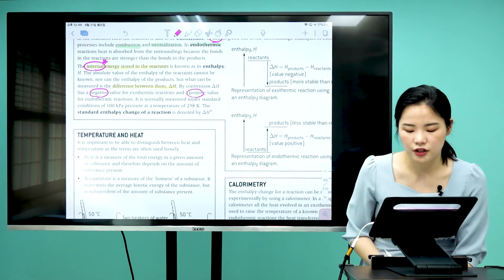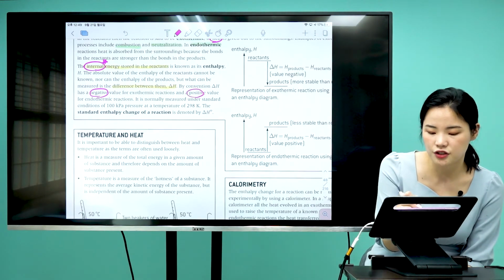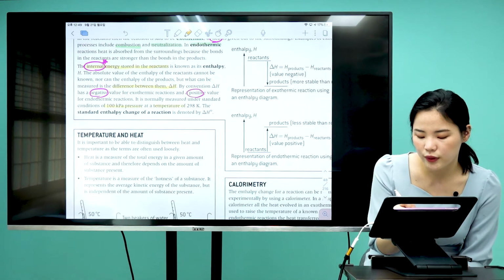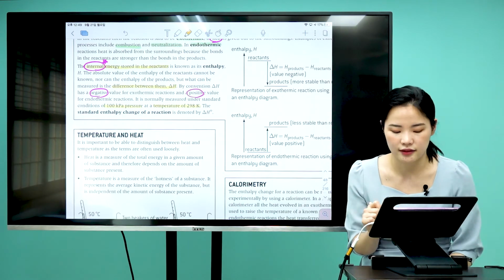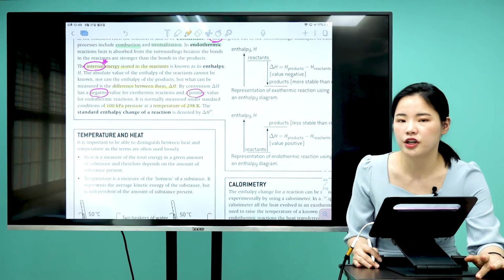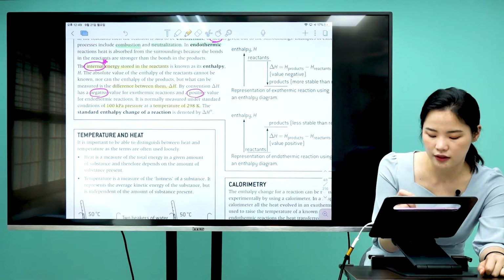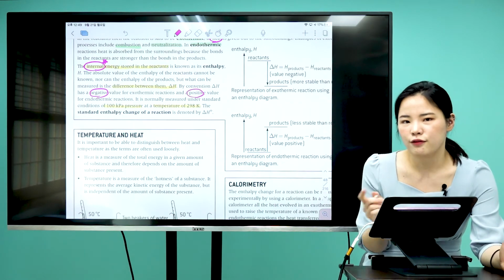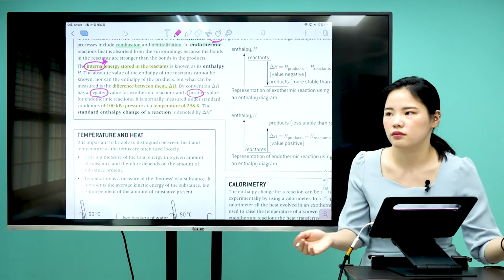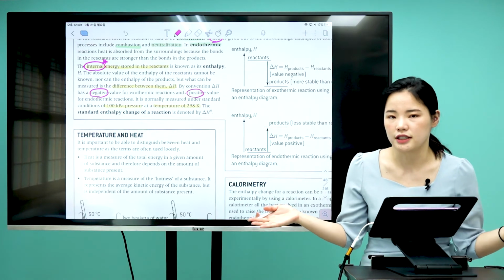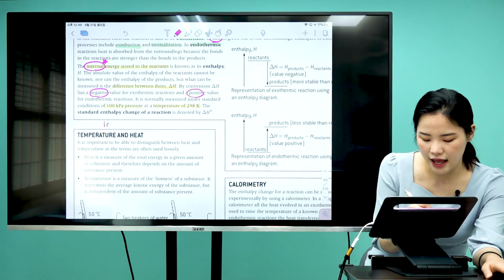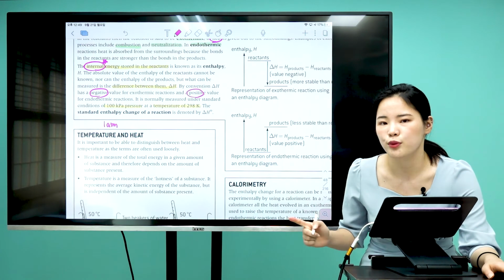It is normally measured under standard conditions of 100 kilopascal pressure at a temperature of 298 Kelvin. For those of you who are not familiar with the pressure unit or the Kelvin unit, I'll talk about it. If you become a scientist, you will carry out experiments under a normal condition, right? Standard condition. In our pressure, it's called 1 atmosphere, 1 atmospheric pressure.